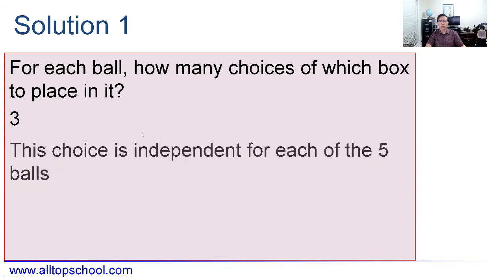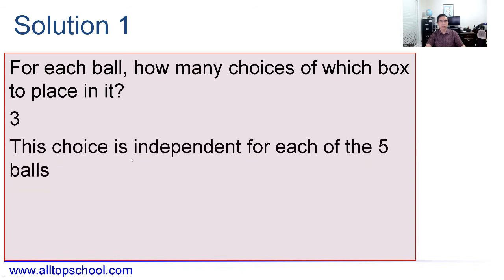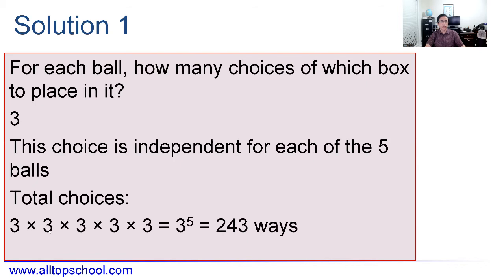Because each passenger has 3 choices, the choice is independent for each of the 5 passengers. So the number of choices will be 3 for the first passenger, 3 for the second passenger, the same thing for the other 3 passengers. So that will be 3 to the 5th power of choices altogether. That means the ways to arrange these 5 passengers into 3 buses, there will be 243 ways to do it.